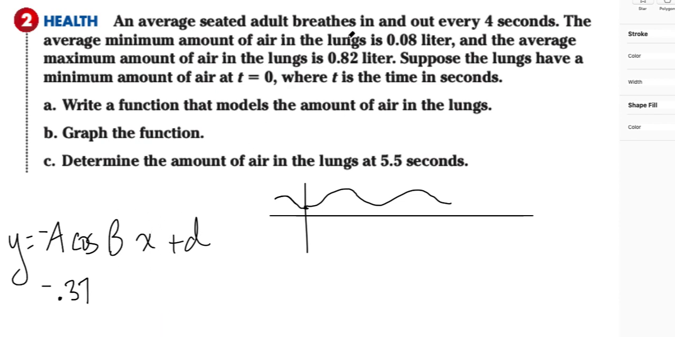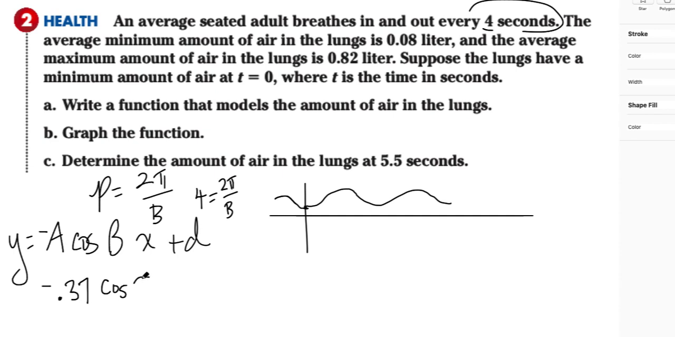We know that an average adult takes a breath in and out every 4 seconds. So that's giving me the period. And if you remember, the period is equal to 2 pi divided by b. If the period is 4, then 2 pi divided by b is 4. Therefore, b times 4 is equal to 2 pi. Then we divide both sides by 4, and we get pi over 2. So we get the cosine of pi over 2 x plus d.